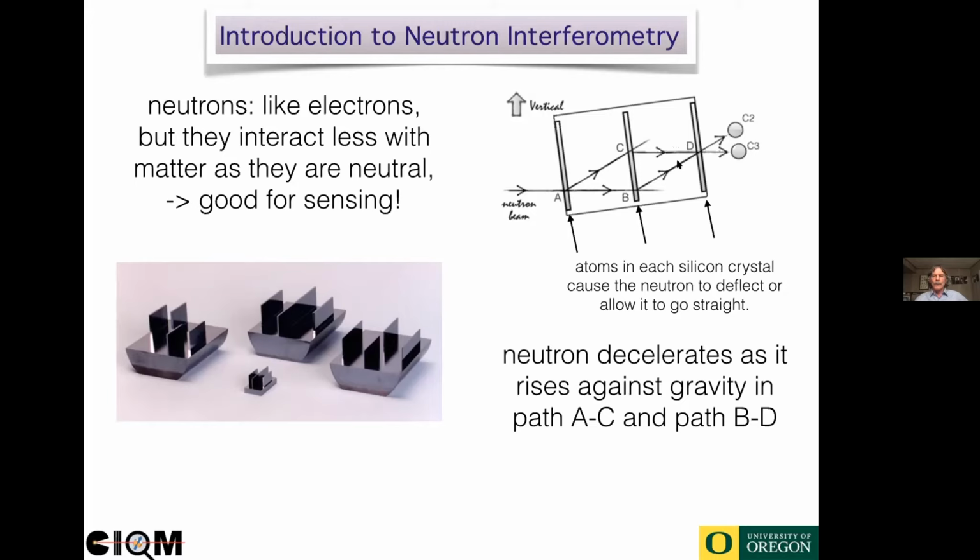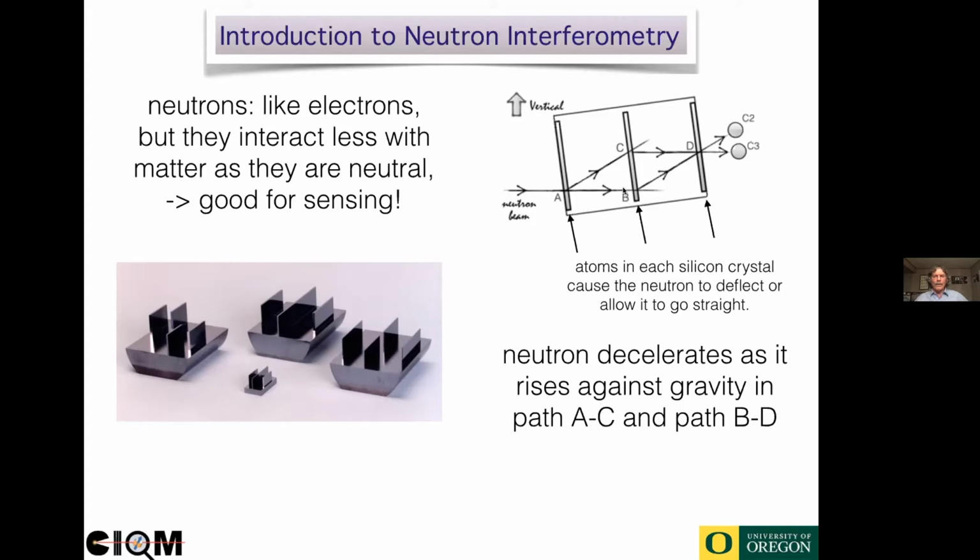So this neutron path can either go straight through to detector C2 or it can deflect to C3. And this neutron path can go straight to C3 or deflect to C2. So you see it's a perfect Mach-Zehnder interferometer. Now here's the point about gravity.